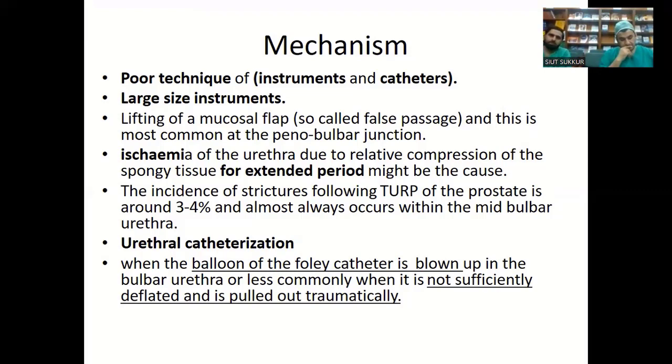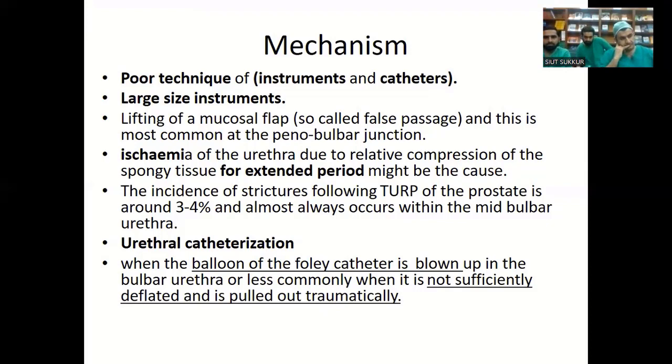Instrumentation with large size instruments or for a prolonged period causes ischemia of the urethra due to relative compression of the spongiosum tissues. The incidence of stricture following TURP is about 3 to 4%, as already discussed, and mostly occurs within the mid-bulbar urethra.